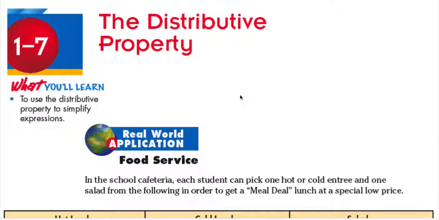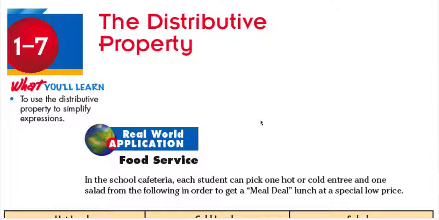7. The distributive property. In this lesson, you learn to use the distributive property to simplify expressions. If you recall, in 1-6, we talked about properties of equality and different types of property, in terms of the identity property and the multiplicative property of 0. In this lesson, 1-7, we will only discuss one property, and that's the distributive property.